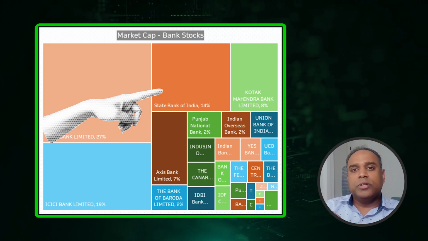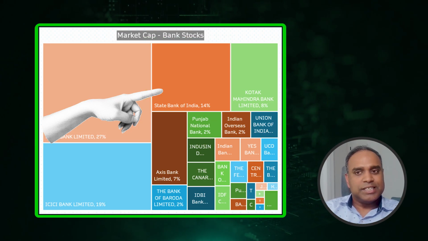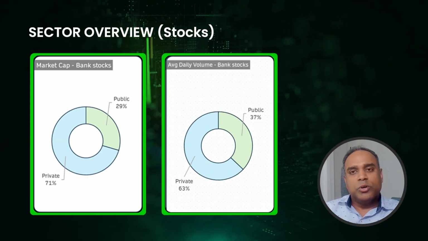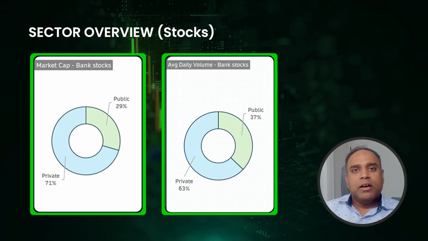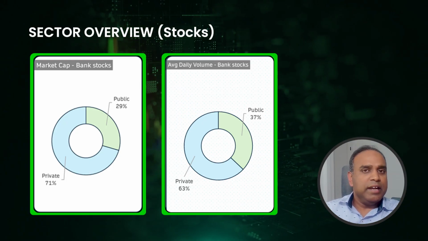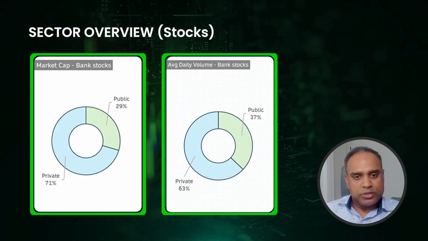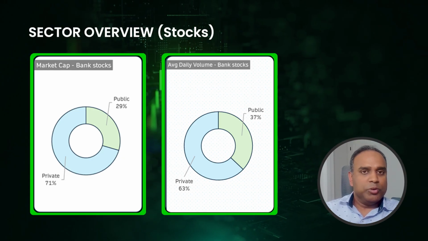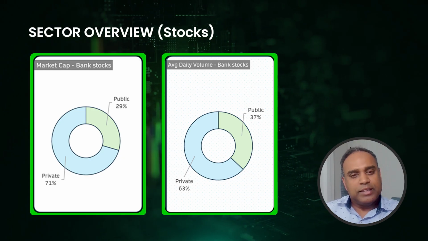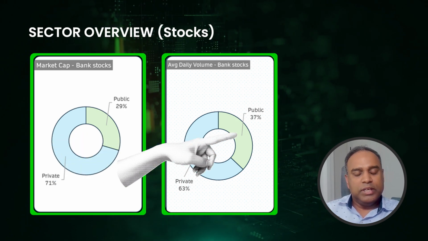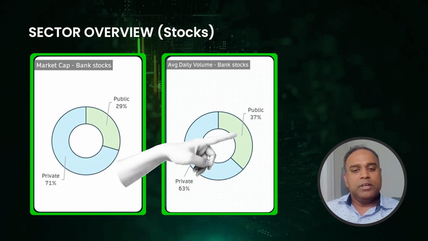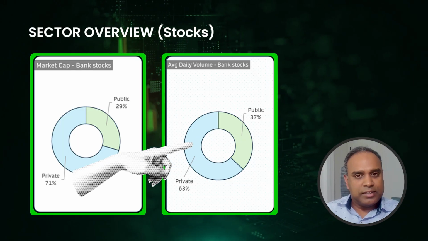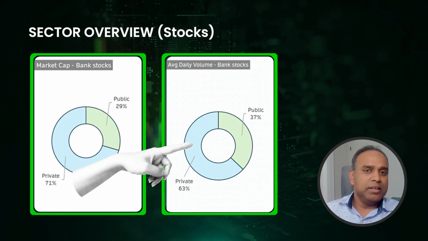In addition to the market cap, which represents the size of the players, the other part is the average daily volume. If you look at the daily trading volume of all these banking sector stocks and average it for the last 30 days, then I can calculate the average trading volume. When I look at that, 37% of the volume comes from the public banks and 63% from private banks. So you can get an overview of this banking sector.